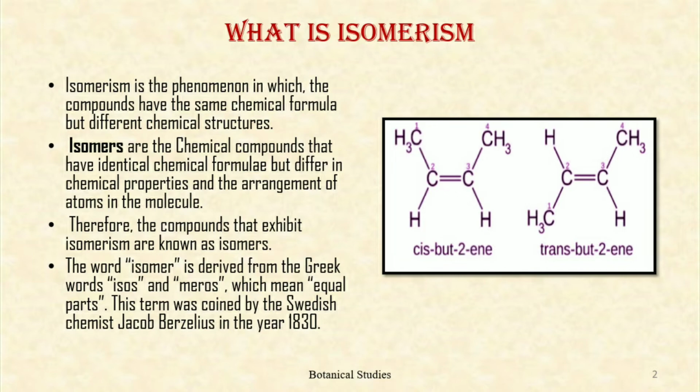Isomers are chemical compounds that have identical chemical formulas but differ in chemical properties and the arrangement of atoms in the molecule. Therefore, the compounds that exhibit isomerism are known as isomers. The word isomer is derived from the Greek words isos and meros, which mean equal parts. This term was coined by the Swedish chemist Jacob Berzelius in the year 1830.